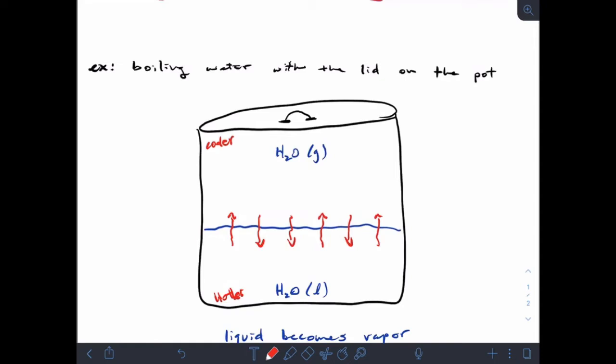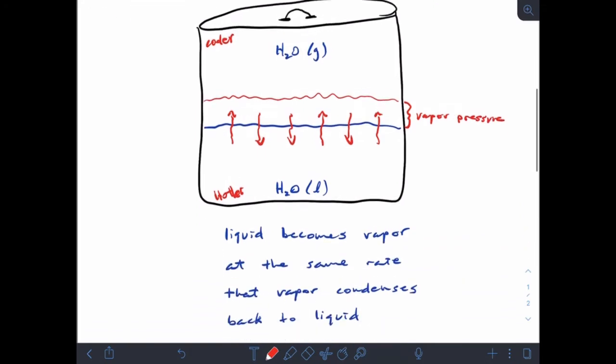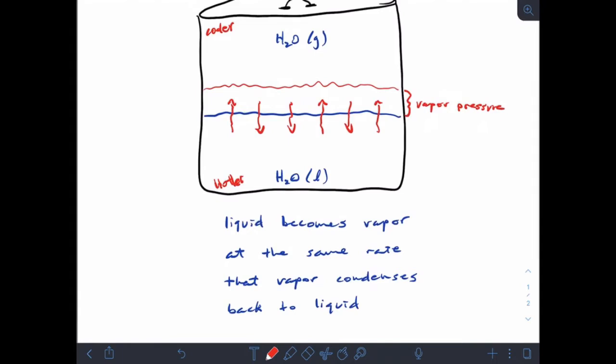If we left the lid off, then eventually we would boil all the water away and it would all be in the gaseous state. And then right at the surface of the water, just above it, we have the vapor. This is our vapor pressure. We talked about that in Chapter 14 as well. Okay, so liquid becomes vapor at the same rate, that's important, that the vapor condenses back into the liquid.